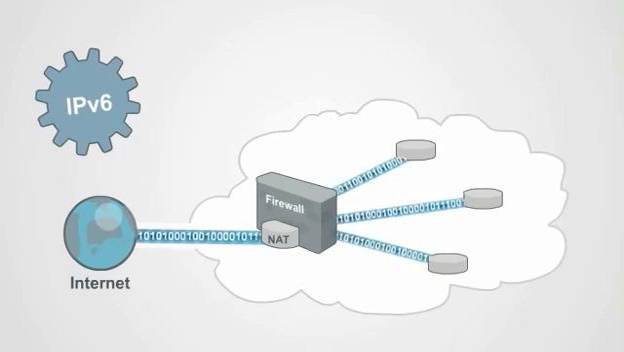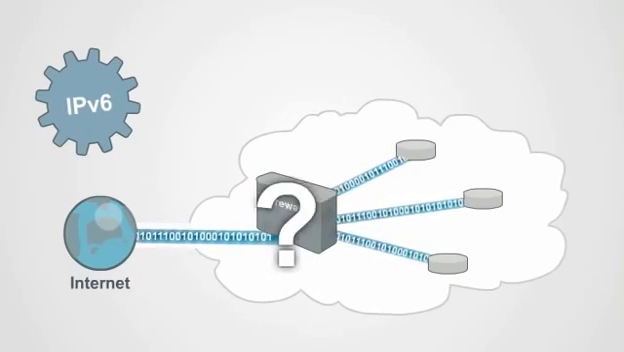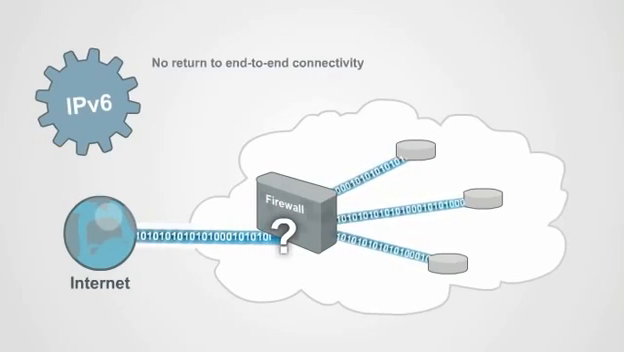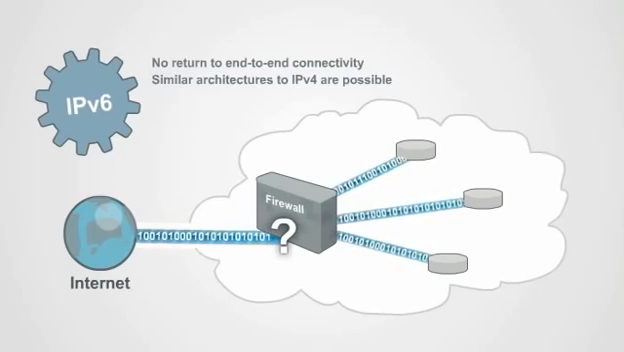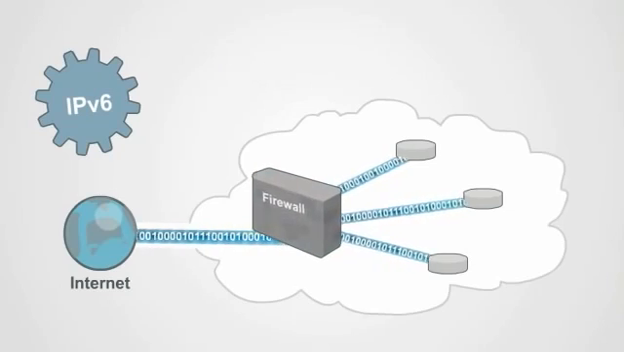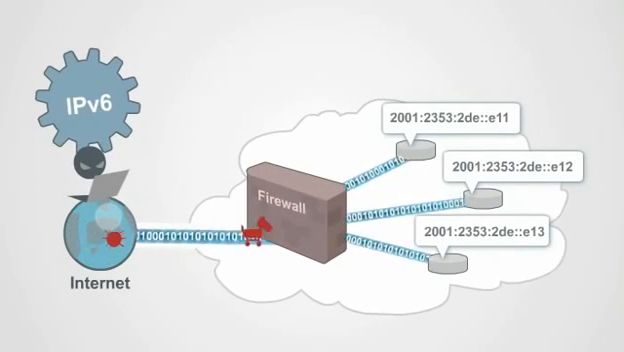However, the deployment of IPv6 does not necessarily imply a return to end-to-end connectivity. It also doesn't preclude network architectures similar to those achieved today through the use of NAT. For instance, it is very likely that IPv6 will be deployed in enterprises along with a perimeter firewall that only allows packets to traverse the firewall from the external realm to the internal realm if communication was initiated from the internal realm.